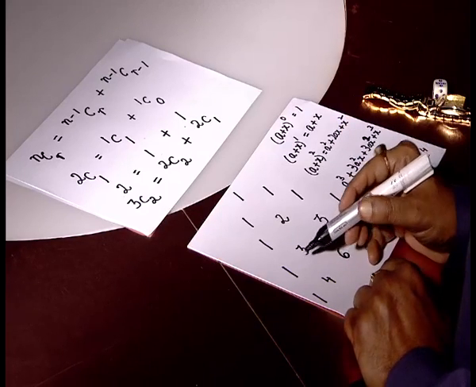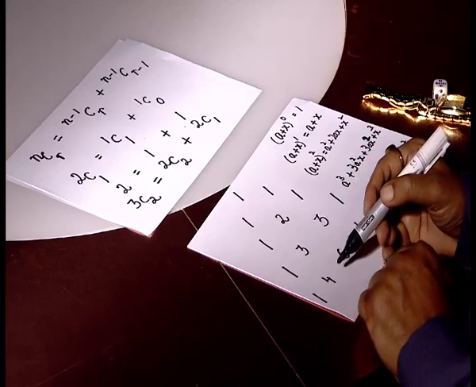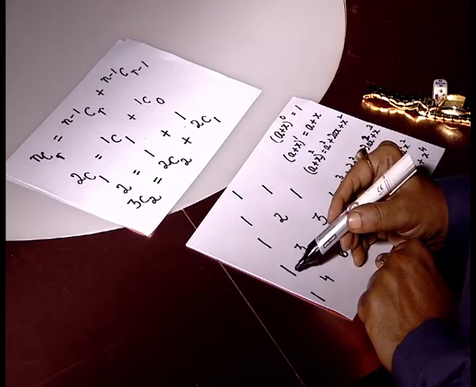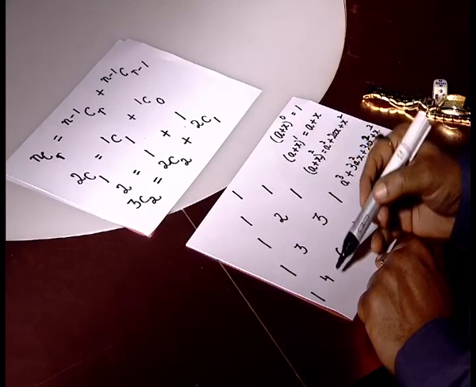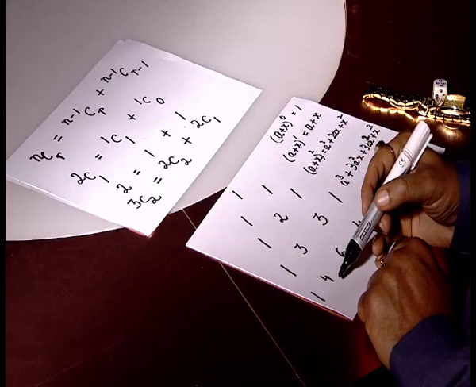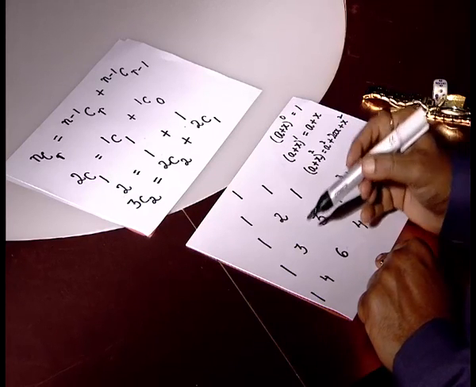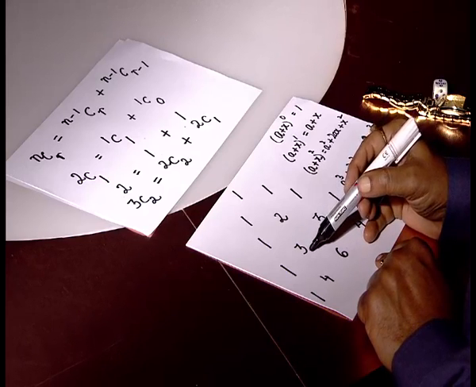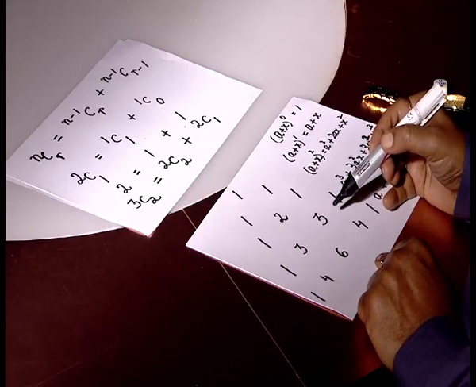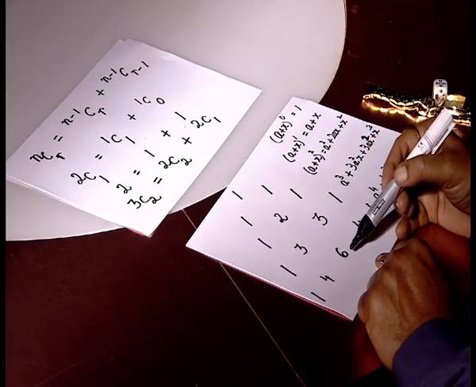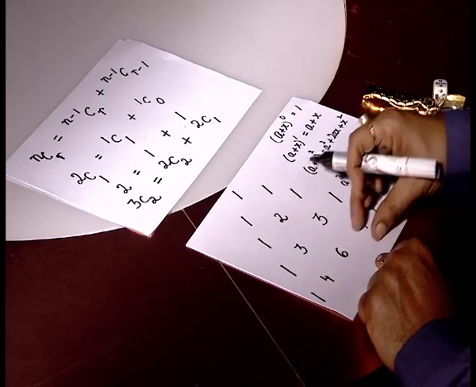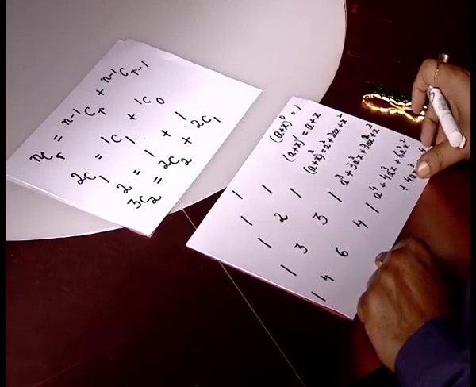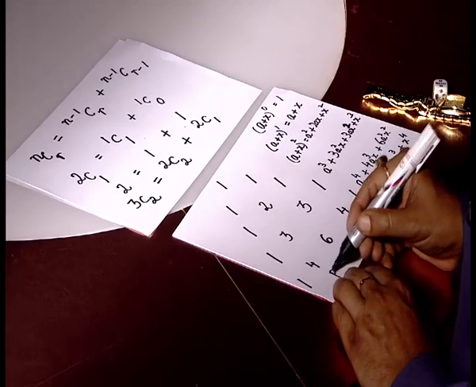Similarly, here 1 plus 3 equal to 4. So, that is a reflection of 3C3 plus 3C2, that is equal to 4C3, and 4C3 is equal to 4. Similarly, here you will get 3C2 plus 3C1 is equal to 4C2 and 4C2 is equal to 6. So, that is how the triangle grows and this is called Pascal's triangle.